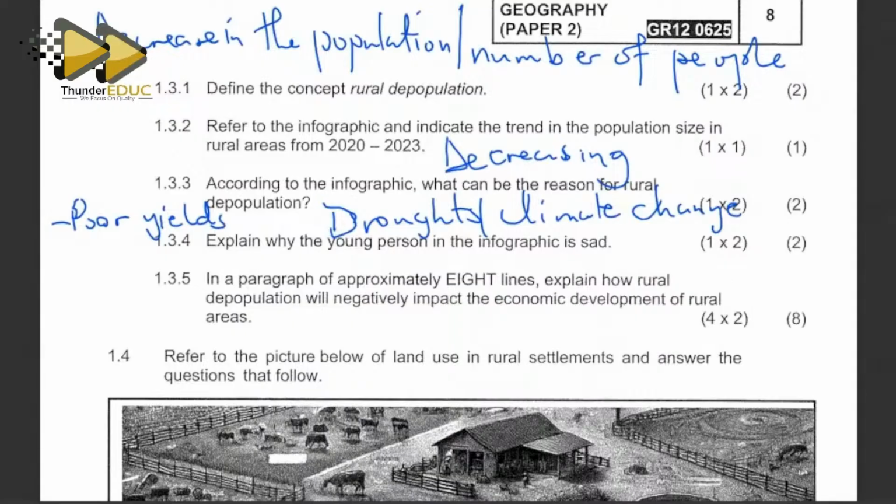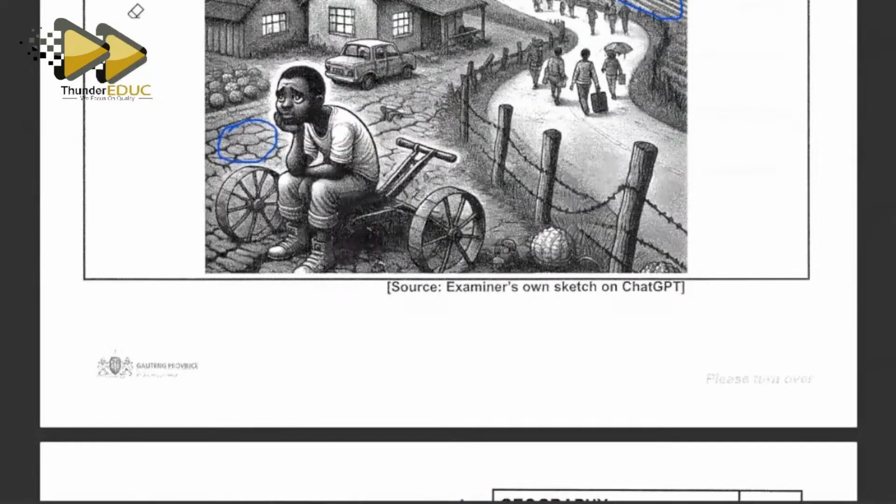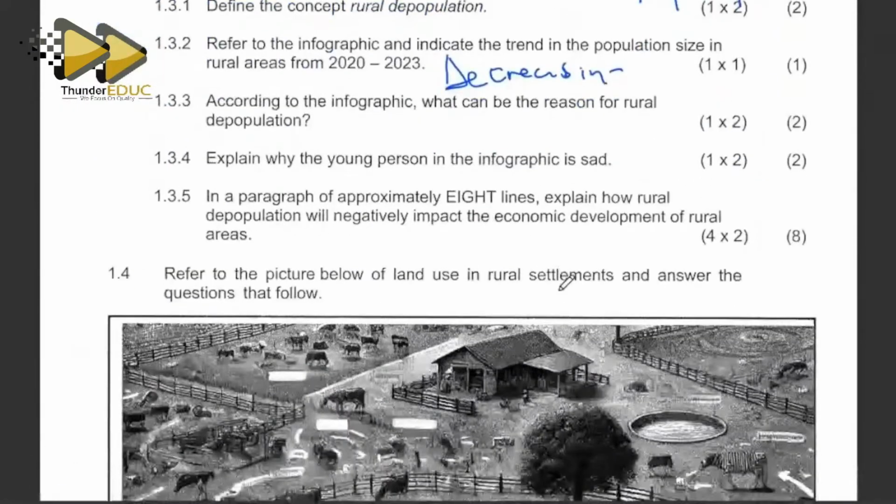Explain why the young person in the infographic is looking sad. We are analyzing the facial expression of this young man in the illustration on the infographic here. If we can see what is happening to him, you can actually see that things are not going well. He is actually looking very sad. He's not even happy with the situation from the look of things. So explain why the young person in the infographic is sad. What might be causing the sadness in that young boy? Right, one most definite reason here is family separation.